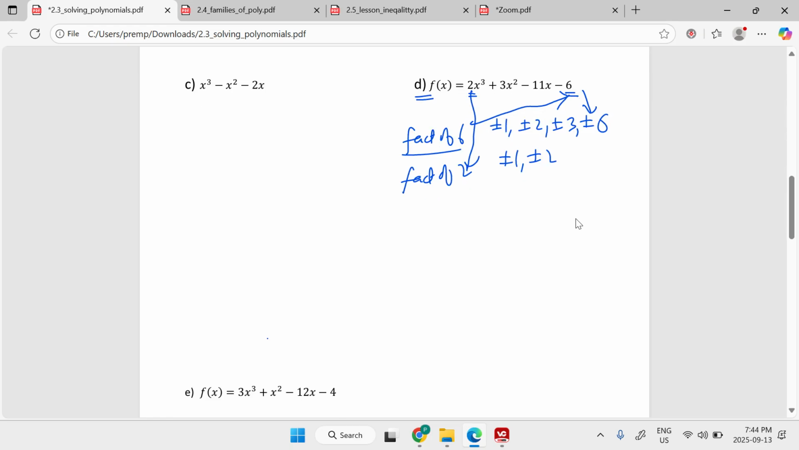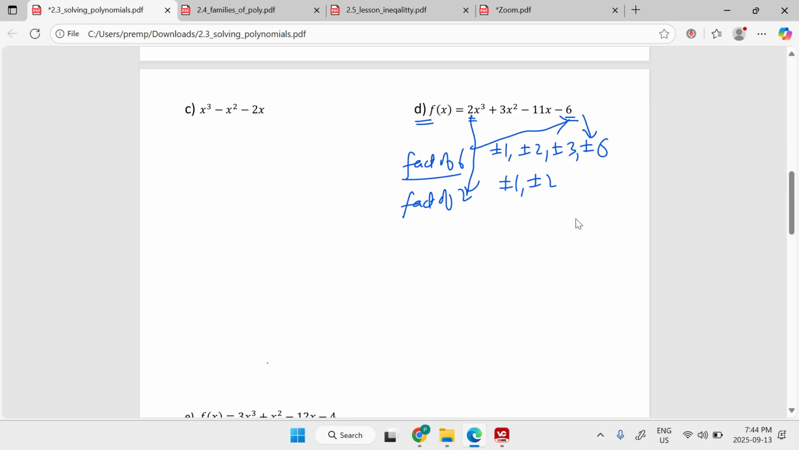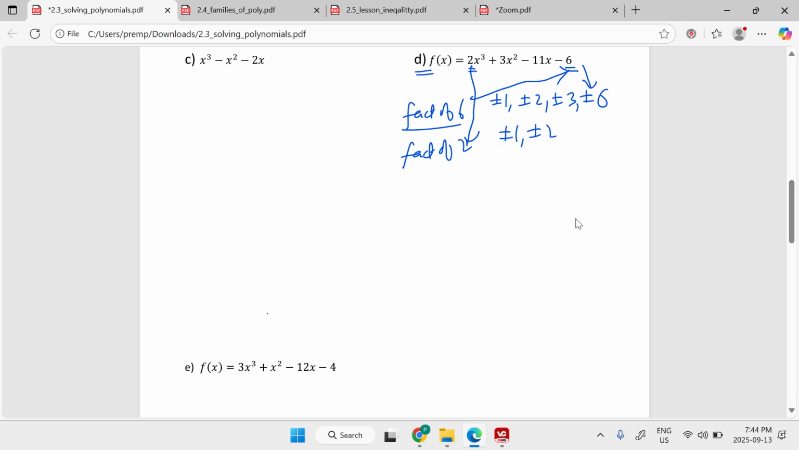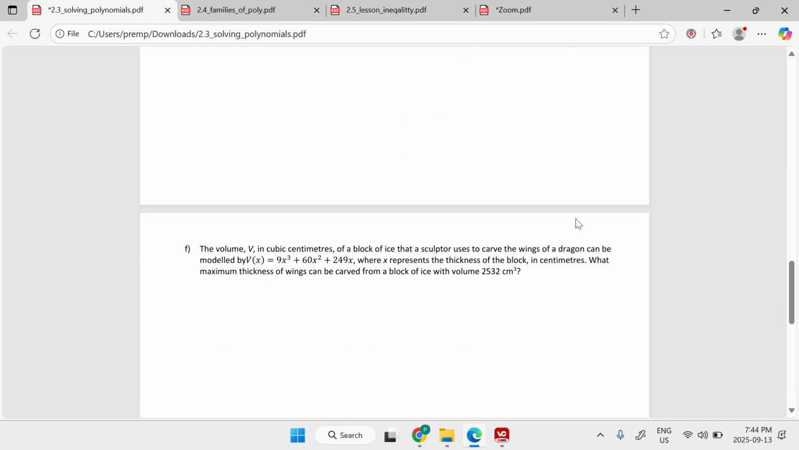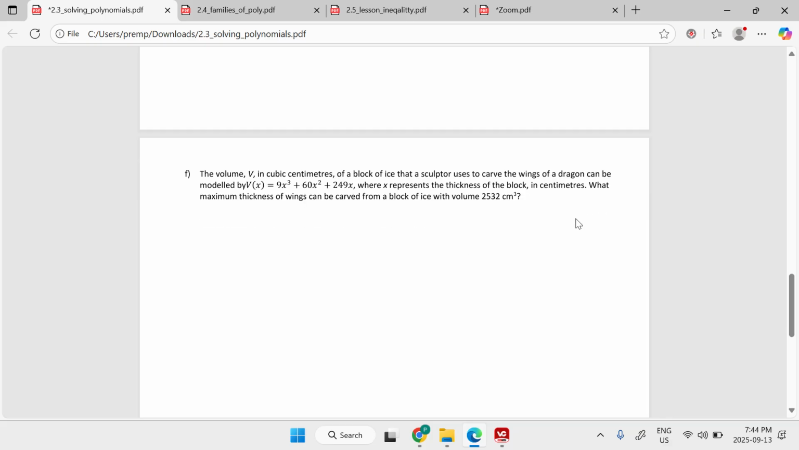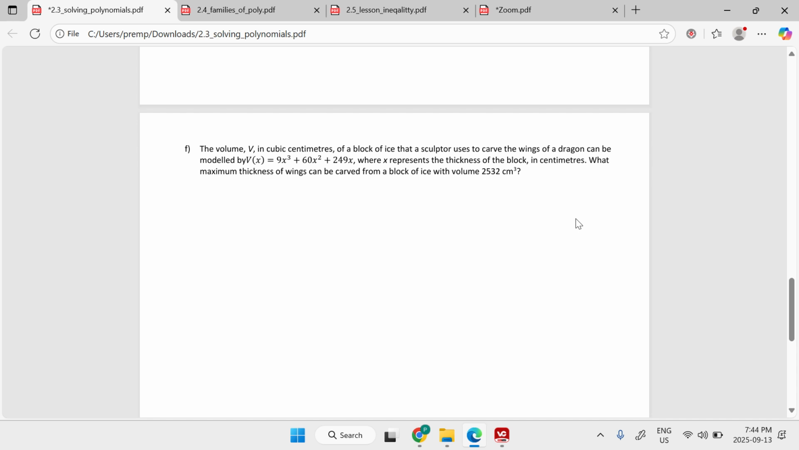And because this is a cubic function, once you get a factor, the second factor you can find from the quadratic equation. And same thing, you can try these also. Solving basically means you have to find the factors of this. And if they give you some real problem, like say they have given you this problem here, then you have to plug this value and figure out the factors from here. So it should look like 9x cubed plus 60x squared plus 249x minus 2532 should be equal to 0.